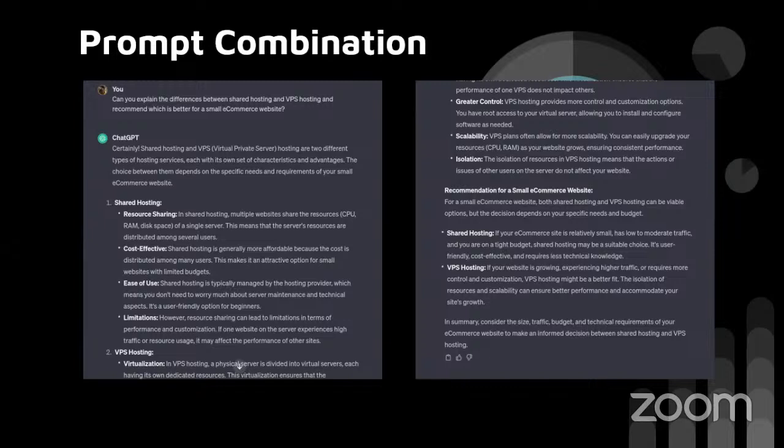So we are trying to combine a couple of prompts here. One input that I'm trying to say is, can you differentiate between shared hosting versus VPS hosting? I'm trying to understand the difference between two hostings. And at the same time, I want to understand which is going to work better for a small e-commerce website. So this is like including a lot of things in a single prompt and making it crisp. So this can be a prompt combination.